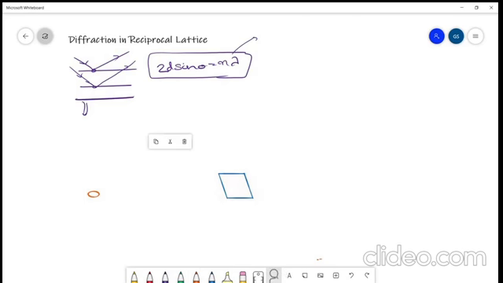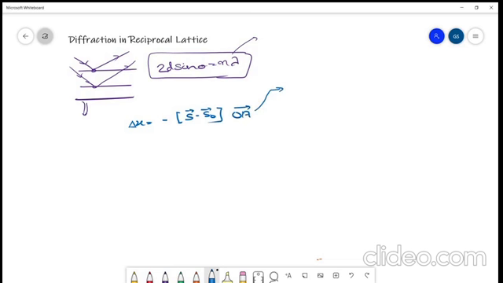Now we just came to a conclusion that the path difference is (S minus S naught) times the OA vector, where this vector is, as we have written previously, a lattice vector in real space, which can be represented as P times A1, Q times A2 plus R times A3. We know that. We'll use this in the later stages of this proof.